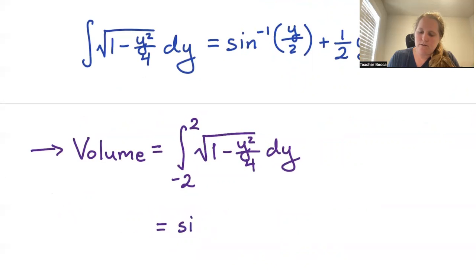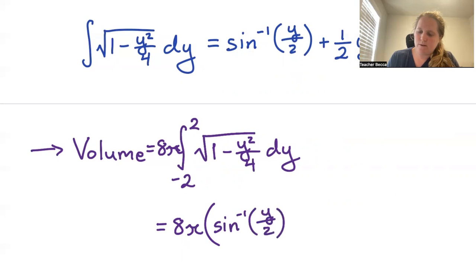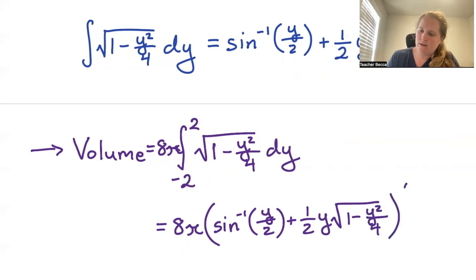Sorry, it was actually 8 pi times this. Our volume was equal to 8 pi times this definite integral from -2 to 2 of the square root of 1 minus y squared over 4 dy. So we have 8 pi times sine inverse of y over 2 plus 1/2 y times the square root of 1 minus y squared over 4. And then we are evaluating at -2 and 2.